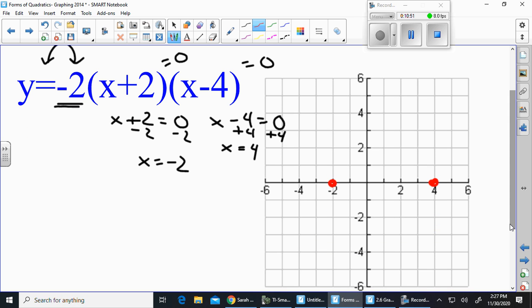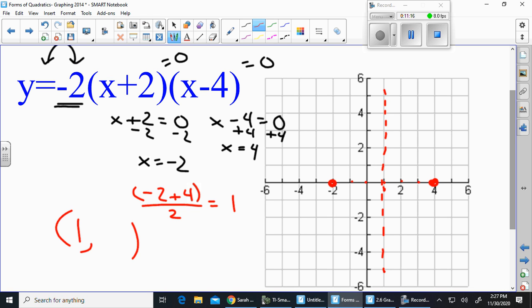Find the middle. Now some people will just sort of count 1, 2, 3, 1, 2. You know, you could find the middle. Or you do negative 2 plus 4 divided by 2. That gives you 1. So you know the middle is at 1. But you don't know where to put the dot. So that's where I say you plug it in.